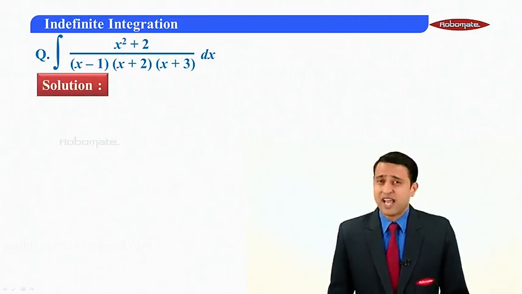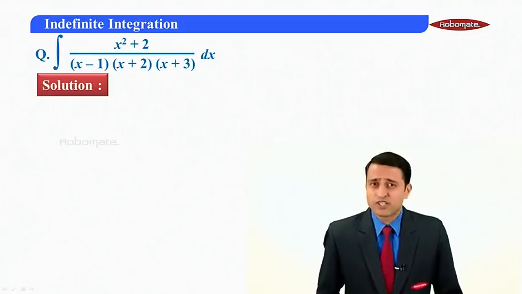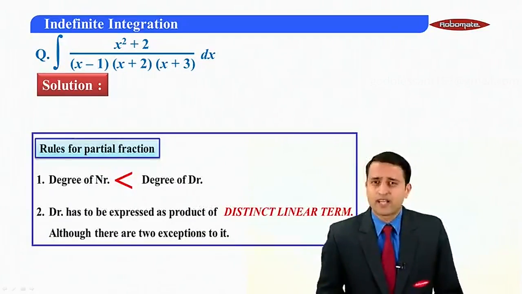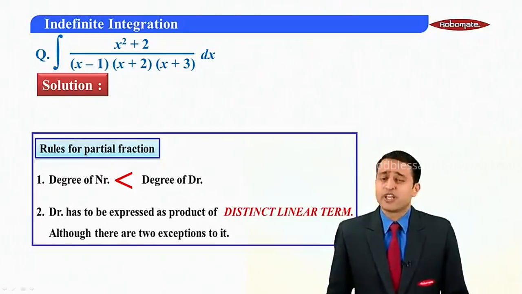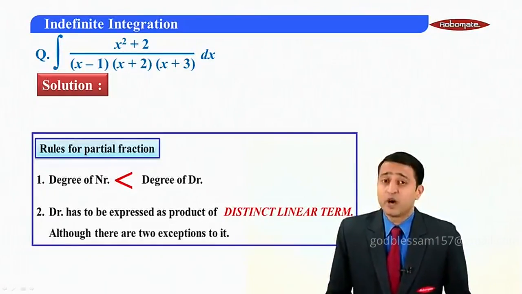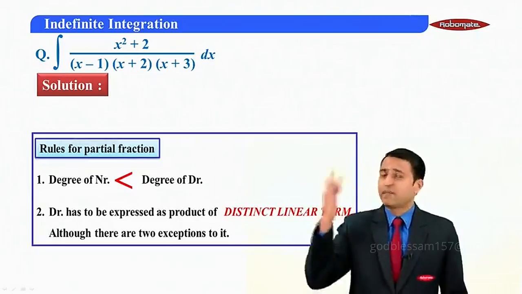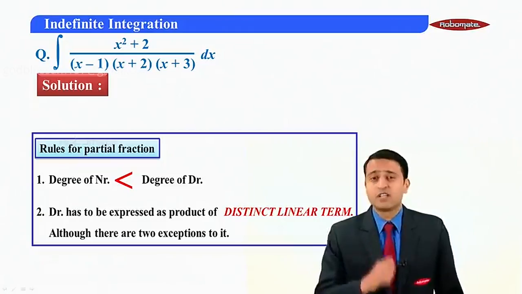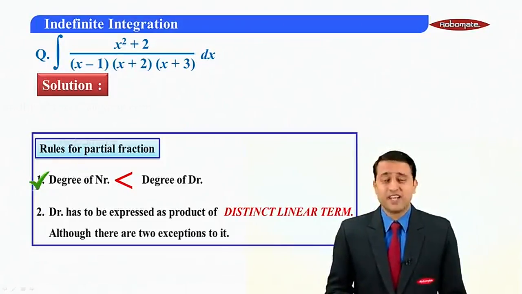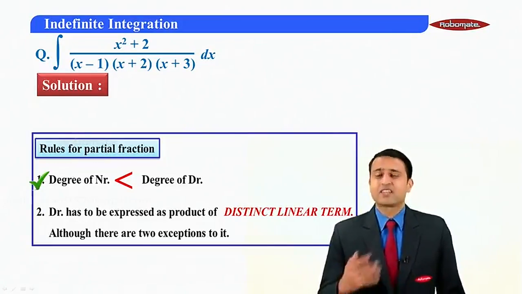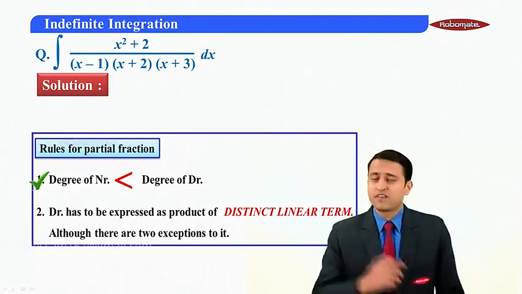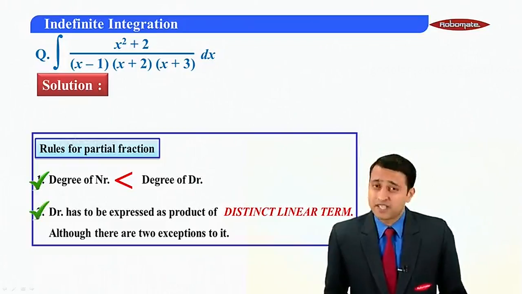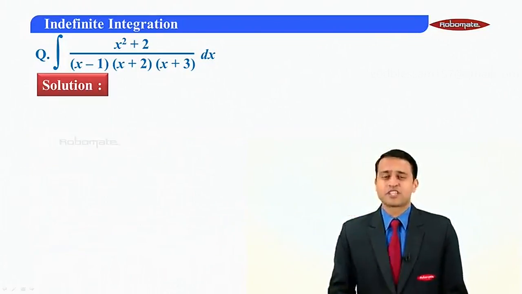Now my dear students, I can very well see from the question that the conditions of partial fraction are satisfied. Let's quickly have a look at that. The first condition: degree of numerator is 2, degree of denominator is 3, because I have 3 brackets multiplied, each having power of x as 1. So first condition is satisfied. Likewise, there are 3 brackets in the denominator, none of them have the same terms, so distinct linear terms are present. Correct? So both conditions are satisfied.